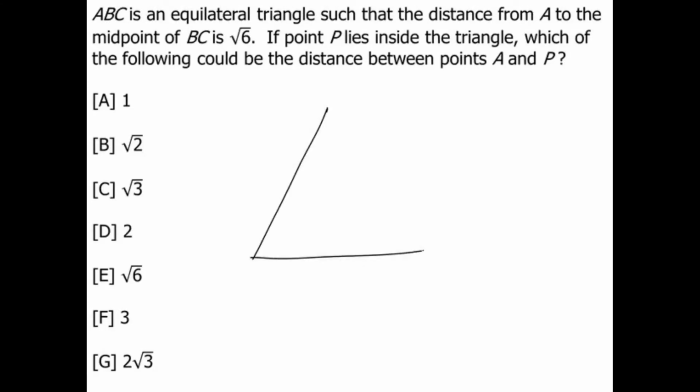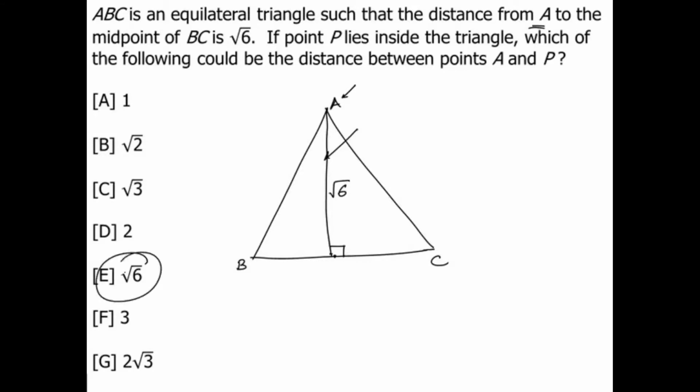So here we're given this equilateral triangle ABC, and we're told that the distance from point A, from this vertex, to the midpoint of BC is square root of 6. So this is going to be an altitude, meaning it's perpendicular to the base BC. So that distance is root 6. Now you'll see that root 6 is one of the answer choices. Now, they tell us that a point P is inside the triangle and can be anywhere. The question is, what are the possible distances between points A and P?